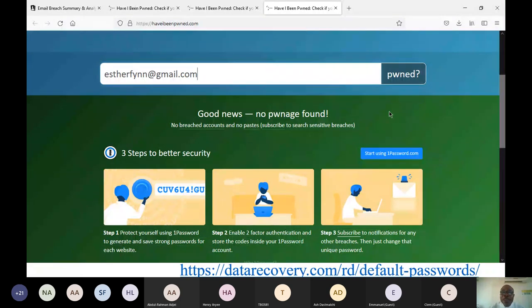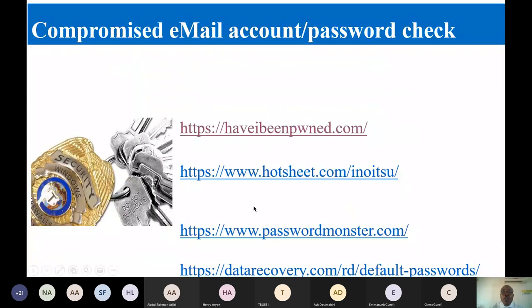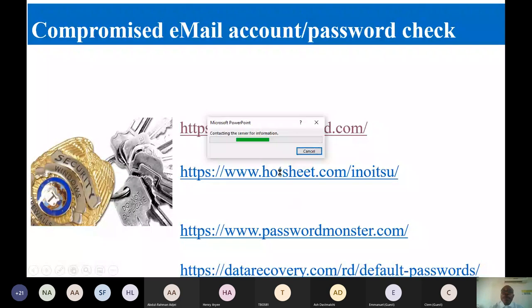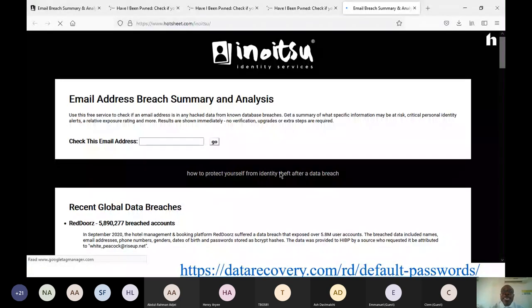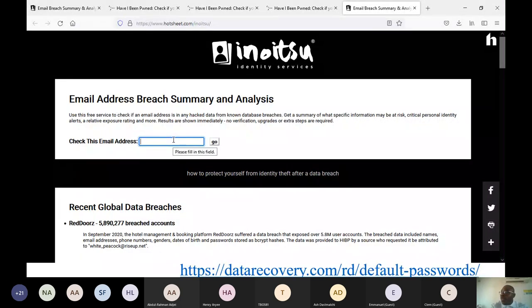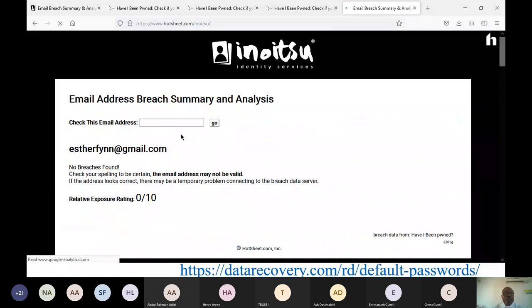The second link is www.hotsheet.com. I'm clicking on it. What it does is tell you that your email has been compromised, but it also gives you an indication of the source and the causes of that compromise. So I'm using the email I used earlier. Okay, you see the feedback which says no breaches found.